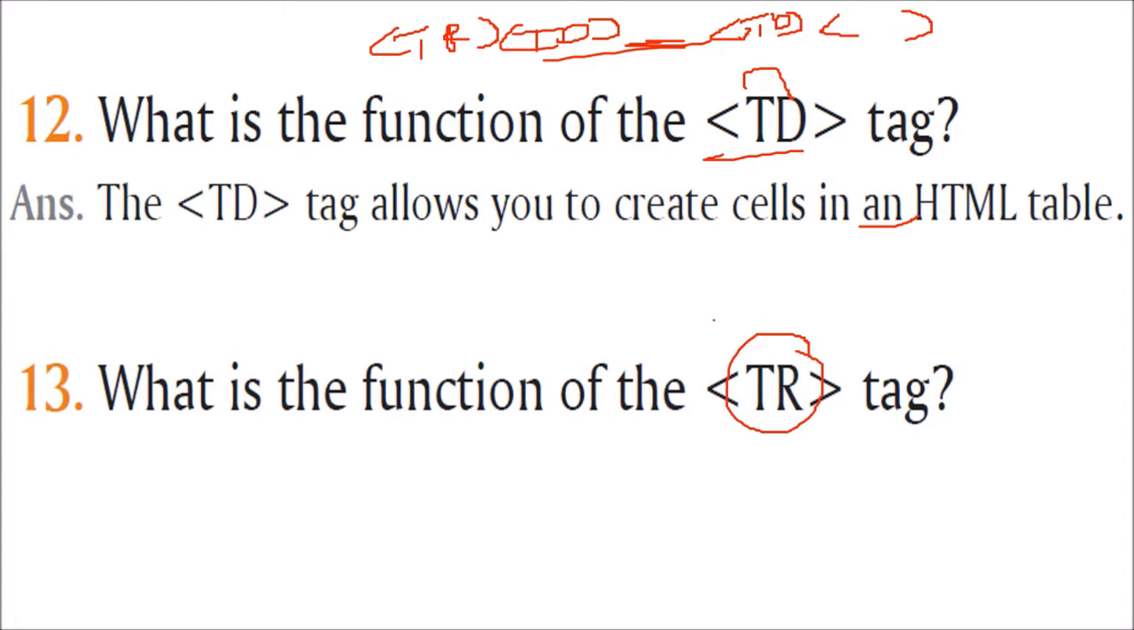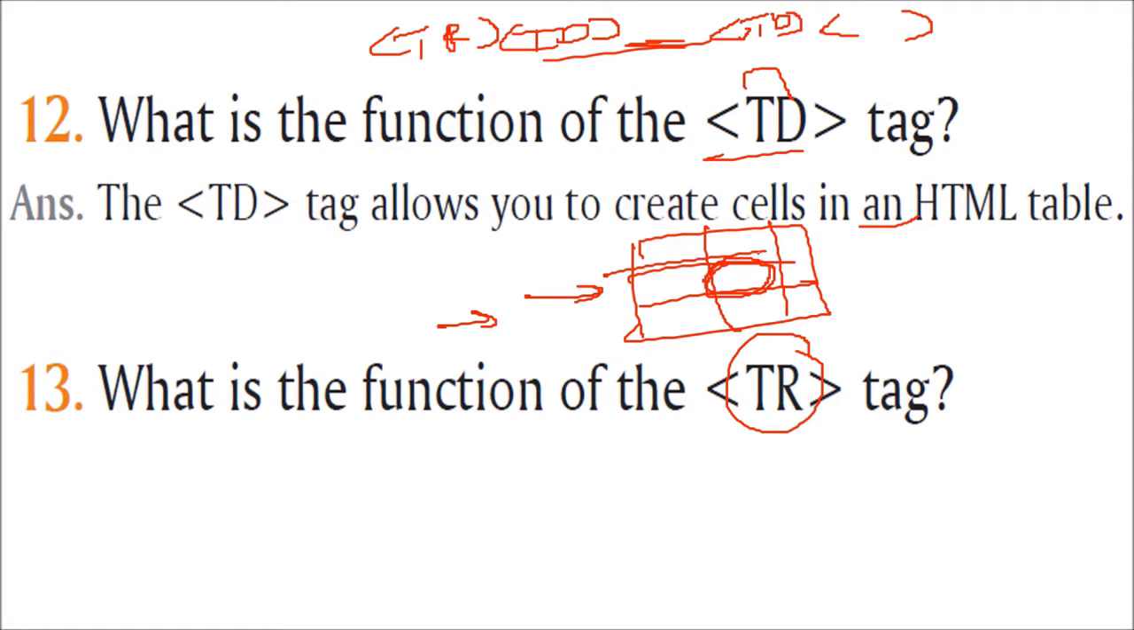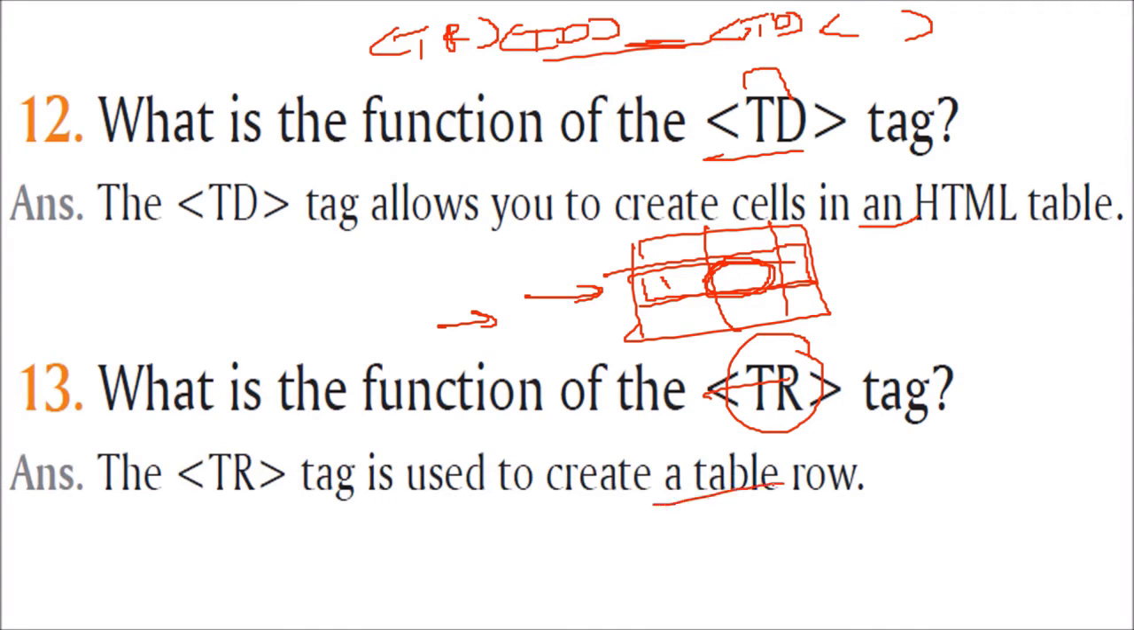What is the function of tr? Tr is for the row. If you have this table, one of these is TD, and to specify that there is a row inside this, you can give as many TD as you want, means number of column times. So what is the function of TR tag? The TR tag is used to create a table row.